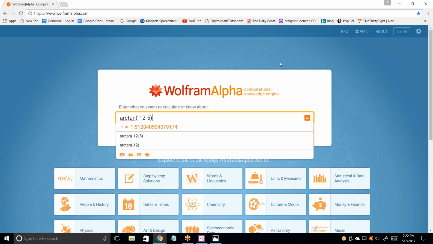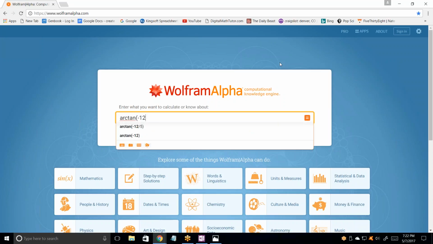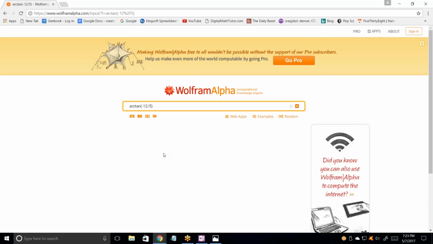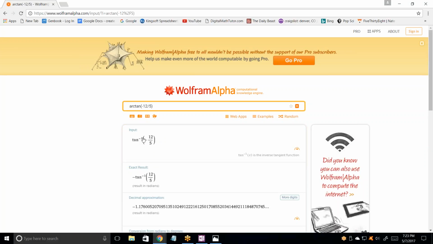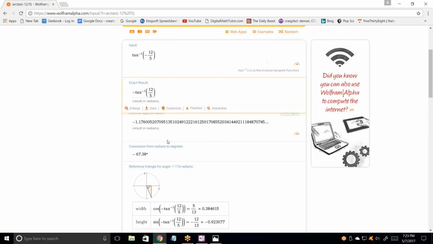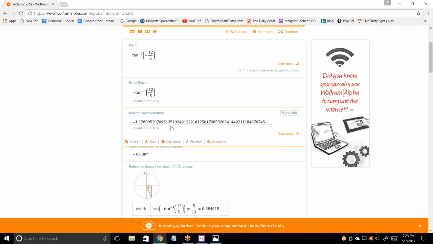That'd be 12 minus 5. Divided by 5. Let me find my division sign. But the best thing is that it tells you what I put in. In other words, if you make a mistake, you spot it immediately. Okay? Now, that gave me it in degrees and radians. Notice the radians is minus 1.176 radians. But it's also minus 67.38 degrees.